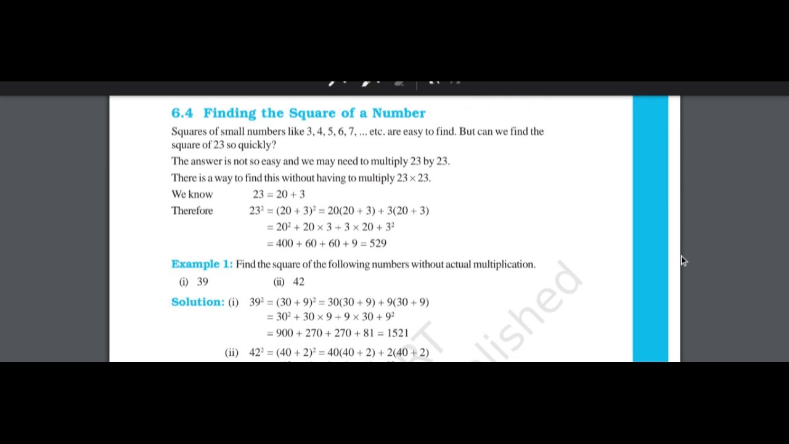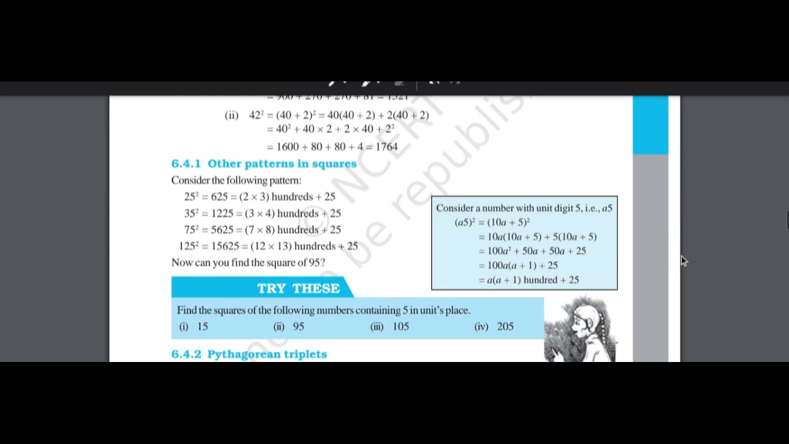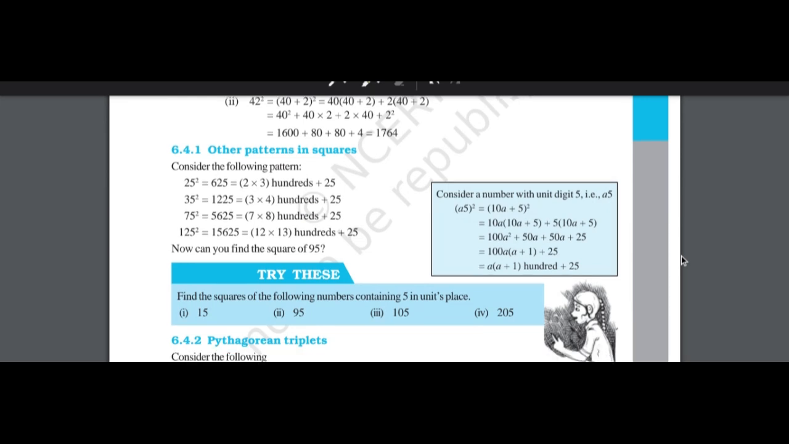Okay? Okay, ma'am. Now the other patterns in squares, look here, 6.4.1. Consider the following pattern. 25 squared is equal to 625, which is 2 times 3 hundreds plus 25. So this is a pattern. They are multiplying 2 with 3. 2 3s are 6. 600 is going to be added with 25. That will give us 625.